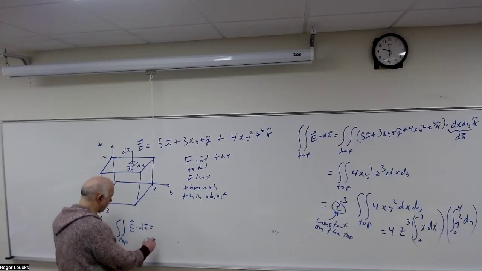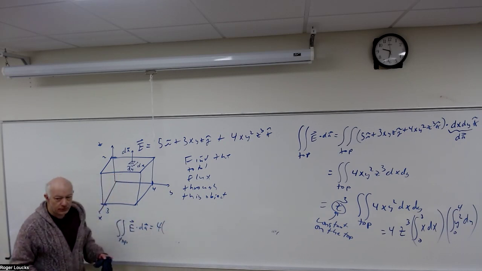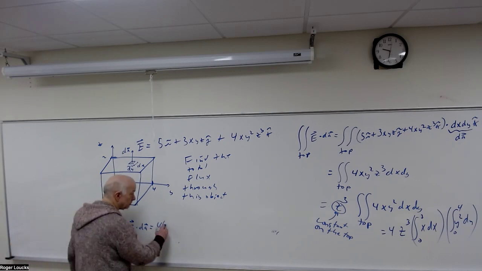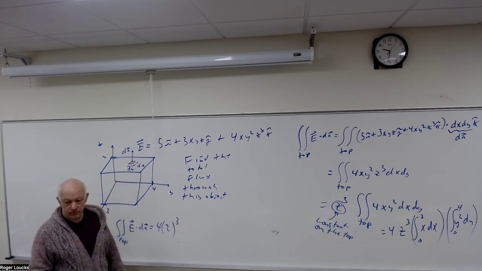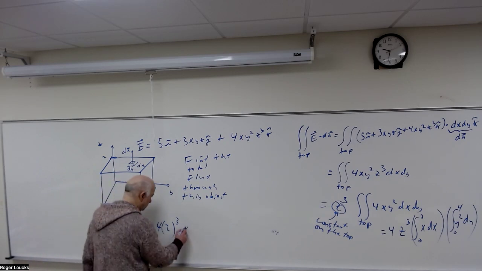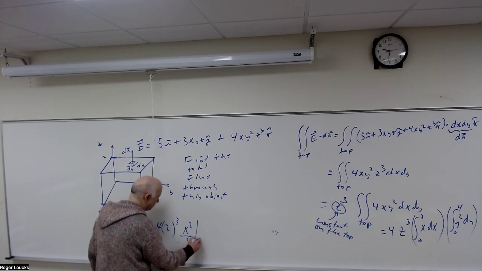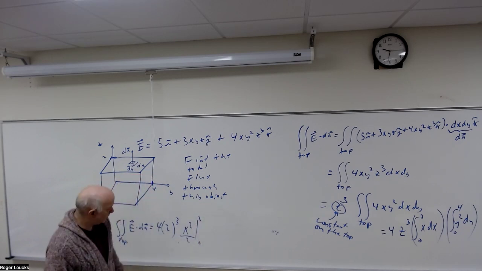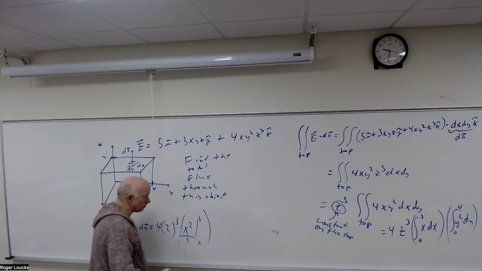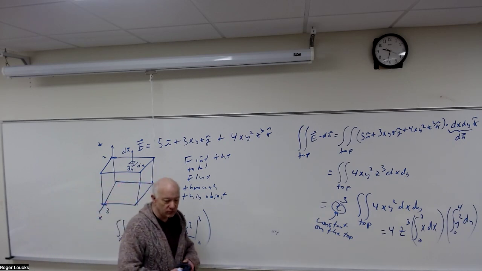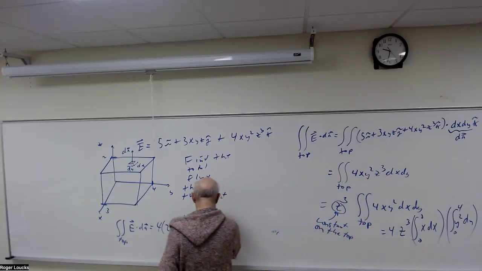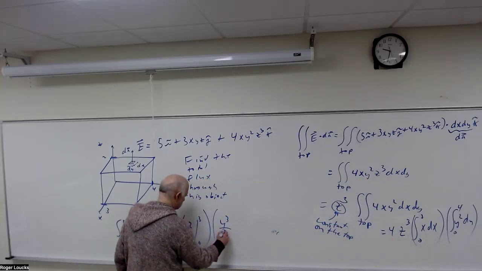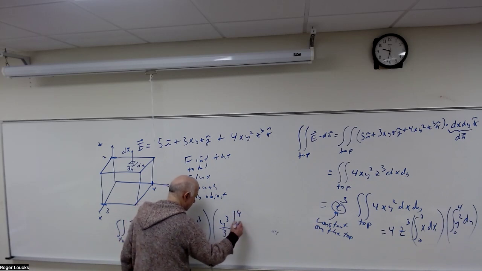So that's going to equal 4. Now, what is z on the top? 2. So this would be 2 cubed. The integral of x is x squared over 2. This gets evaluated from 0 to 3. And this gets multiplied by the integral of y squared, which is y cubed over 3, with 4 here like this.